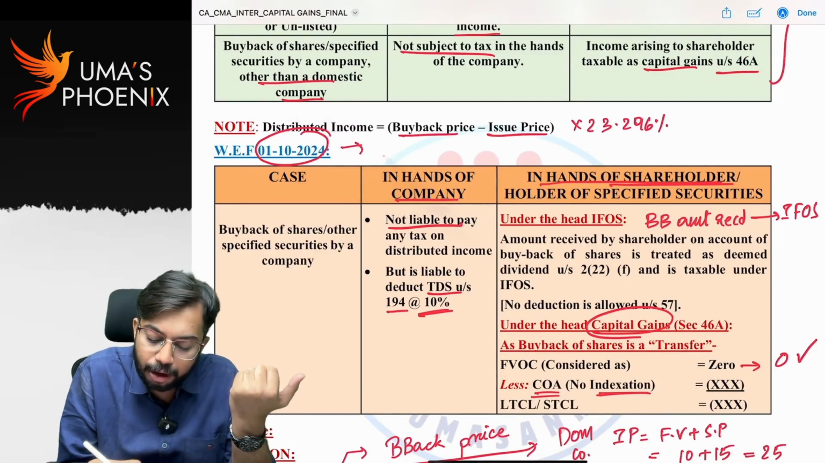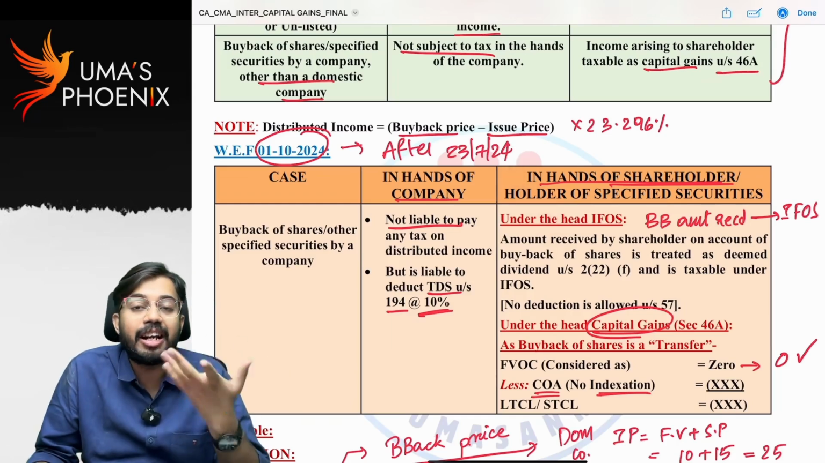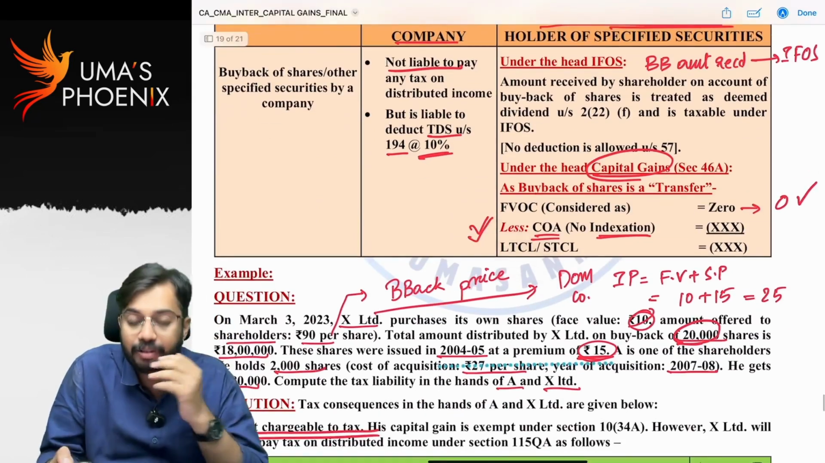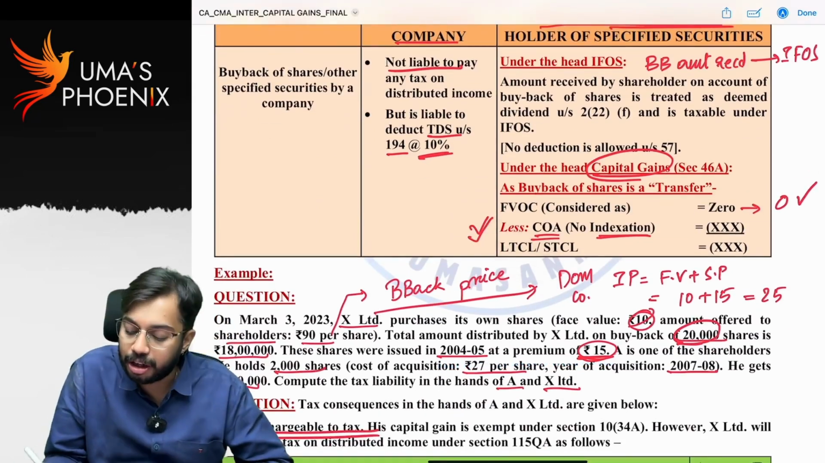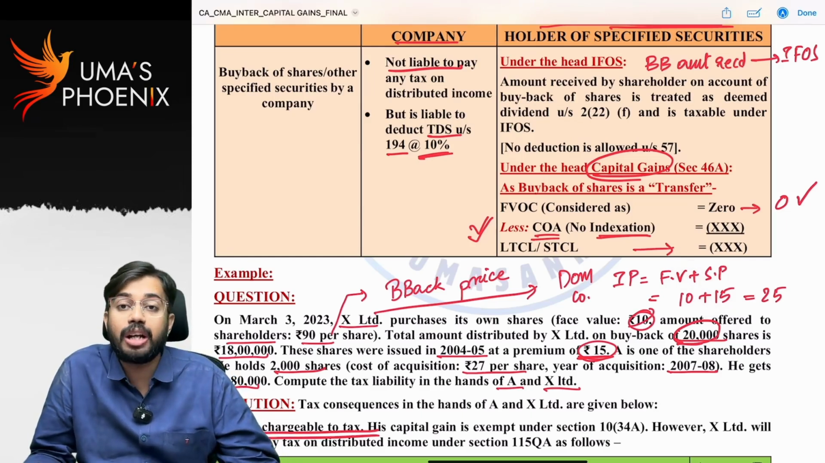1st October 24 means after 23rd July, right? After 23rd July 24, whether indexation benefit is available on shares? Indexation benefit is not available. That's why you will claim only cost of acquisition as deduction. After claiming cost of acquisition as deduction, you will get either long-term capital loss or short-term capital loss.